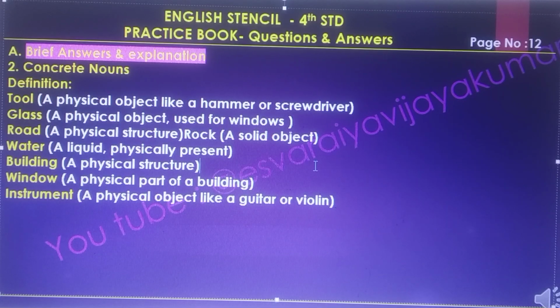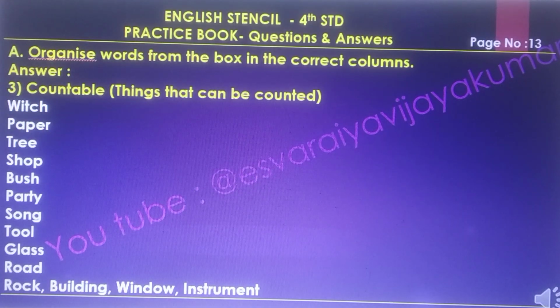Window, a physical part of a building. And instrument, a physical object like a guitar or violin. And the third point, countable things that can be counted: switch, paper, tree, shop, bush, party, song, tool, glass, road, rock, building, window, and instrument.